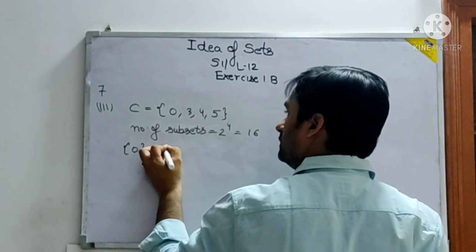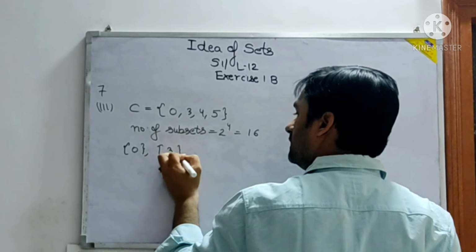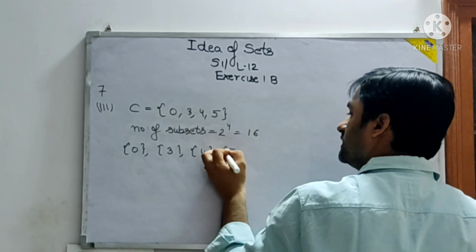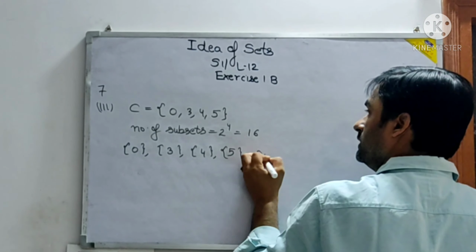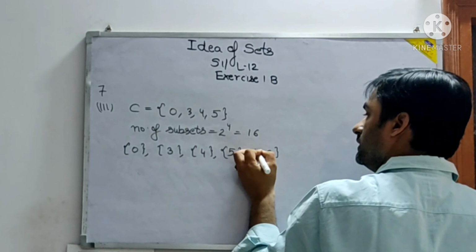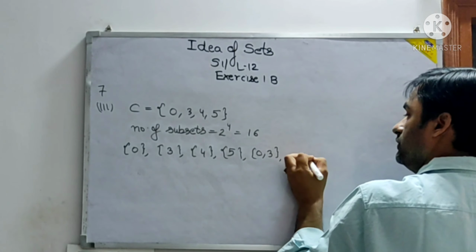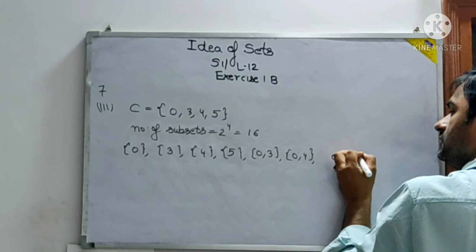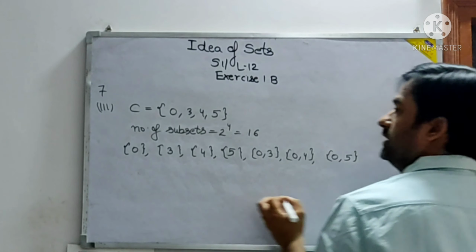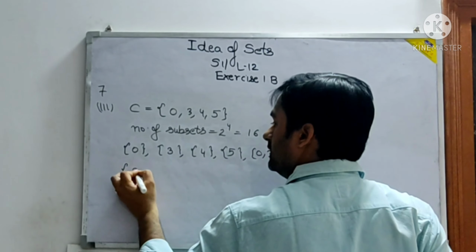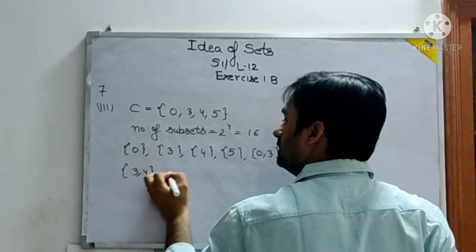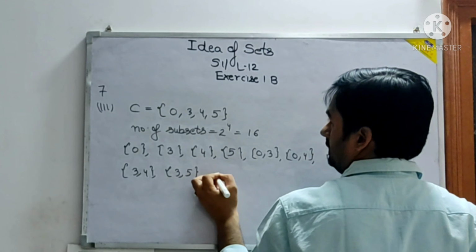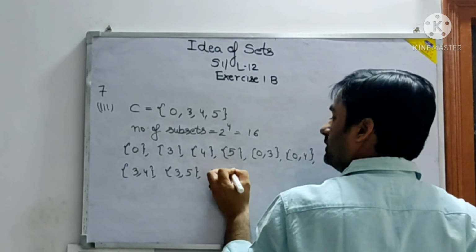The empty set, then {0}, {3}, {4}. Always count after making them. Then {0, 3}, {0, 4}, then {0, 5}. Now what else? Then {3, 4}, then {3, 5}, then {4, 5}.